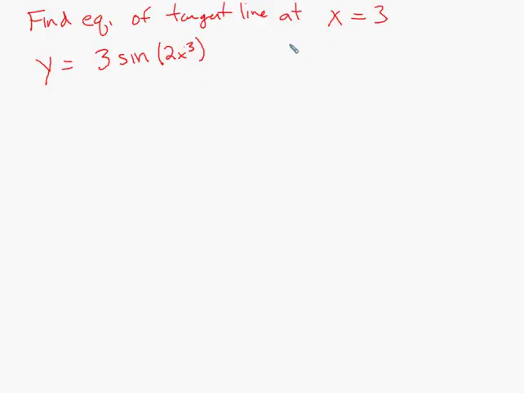So, to find the equation of a tangent line, we are going to need our point-slope form. And I would recommend right away we find y, because we need an x1 and a y1. So we need to find y, so we replace x with 3. Now, we would be in radian mode for this, so make sure your calculator is set to radian mode.